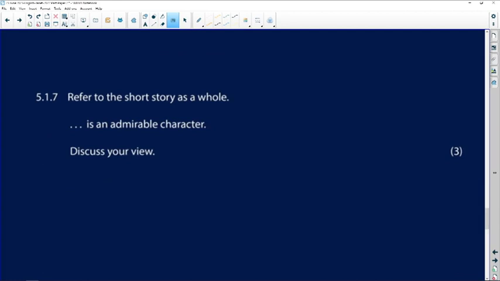Now, this is easy in that you just need to make a statement. So referring to the short story, is an admirable character. We saw things like noble with Macbeth. So let us say Davy is an admirable character. Discuss your view. No. Salome is an admirable character. Yes. And then remember what you want is you want 3 bullets.